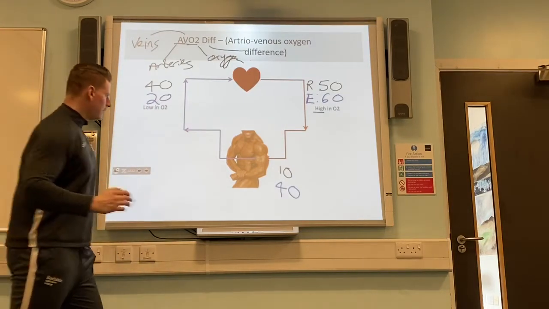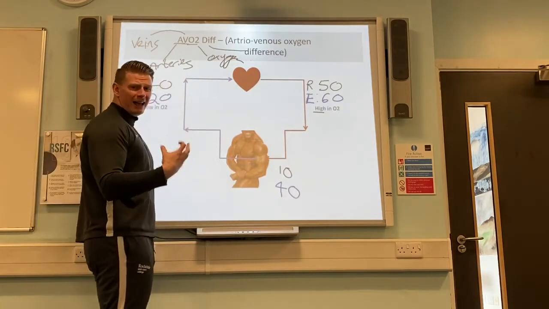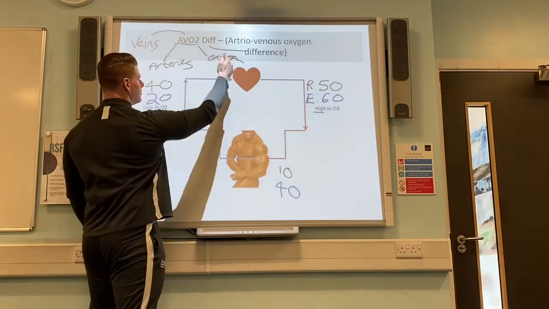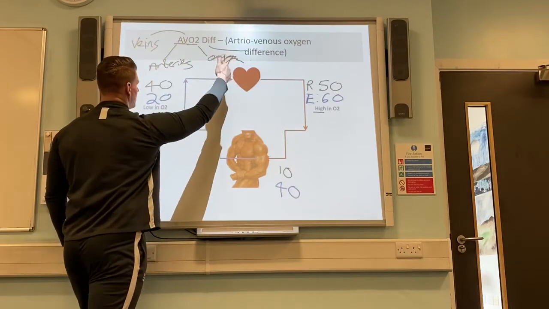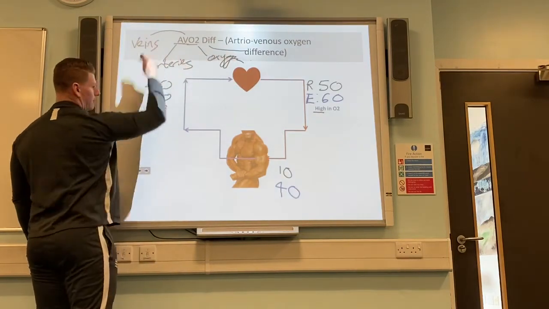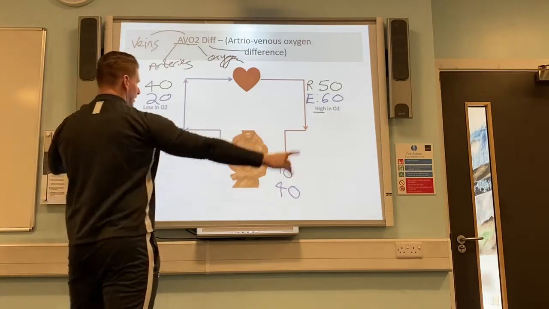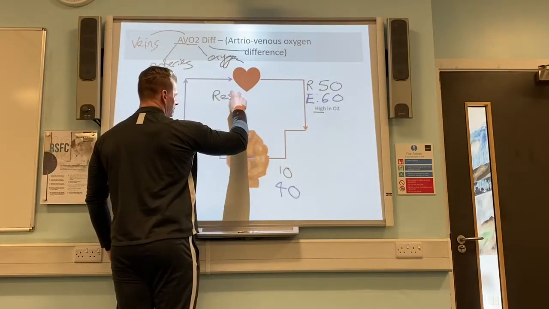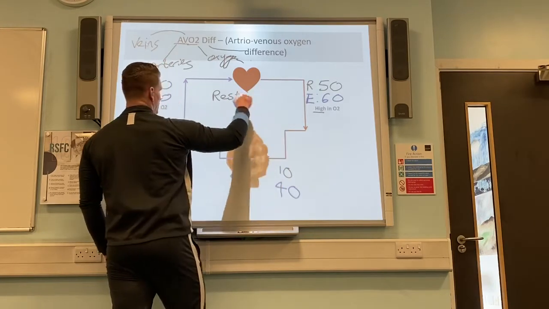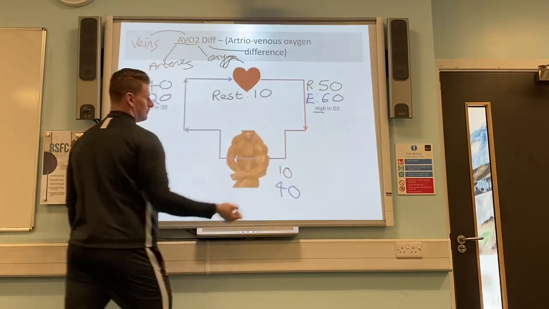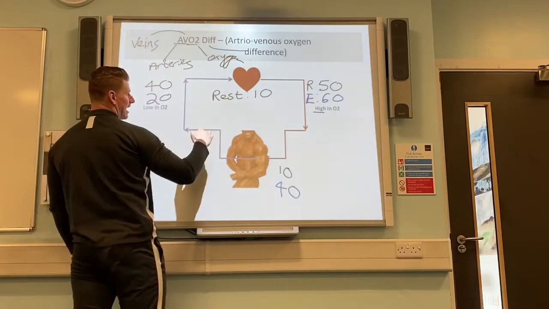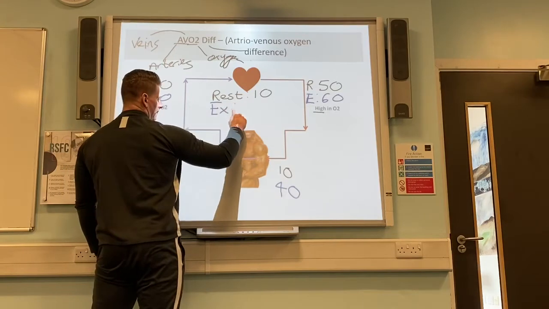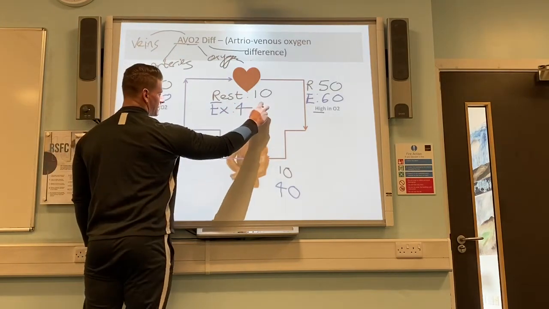Quick maths again. So if we're looking at the AVO2 difference, remember, it's the difference in oxygen content between the blood in the arteries and the blood in the veins. Well, if we look between here, at rest, it's going to be 10. However, during exercise, the AVO2 difference is going to increase to 40.